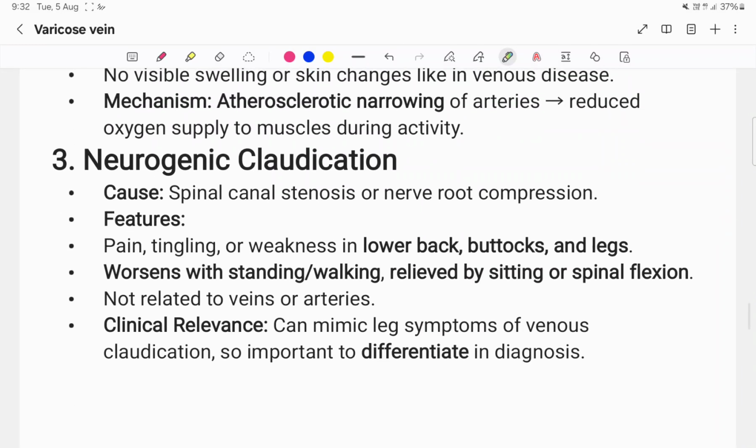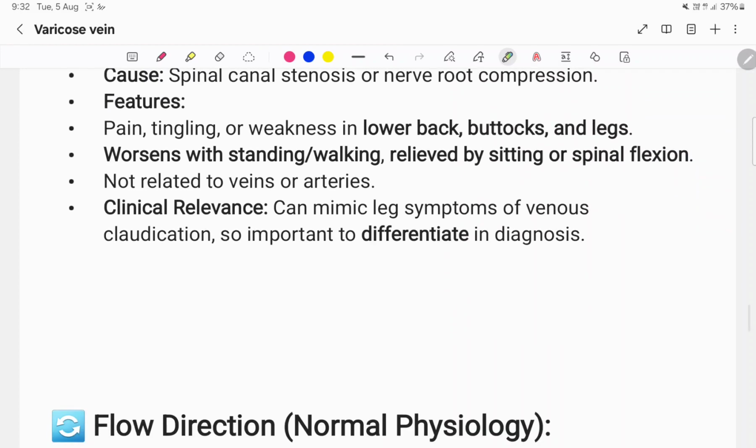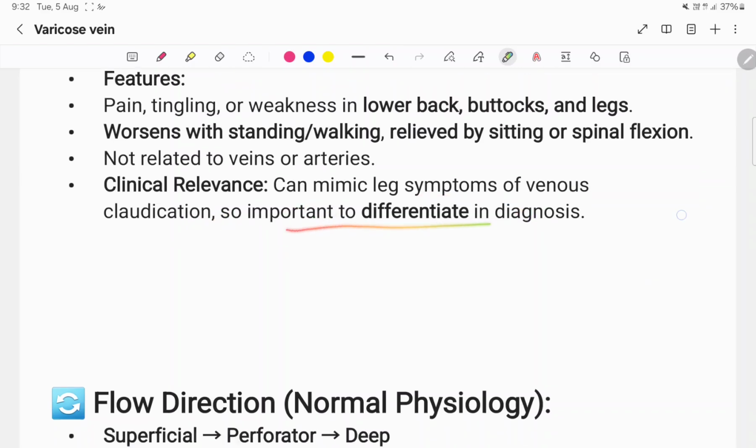Neurogenic claudication. The cause is spinal canal stenosis or nerve root compression. Features: pain, tingling or weakness in the lower back, buttocks and legs. Worsens with standing or walking, relieved by sitting or spinal flexion, not related to vein or arteries. The clinical relevance is that it can mimic leg symptoms of venous claudication, so it is important to differentiate.